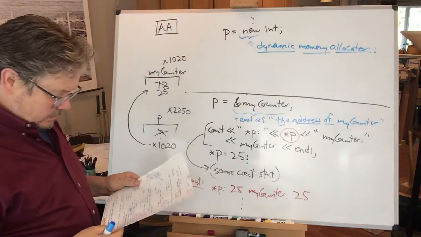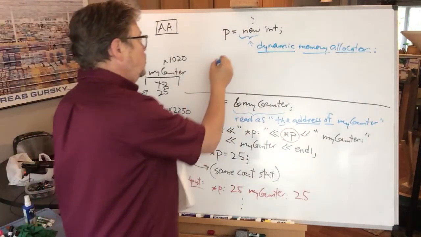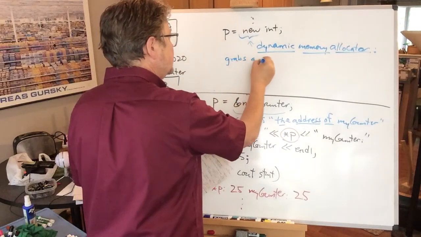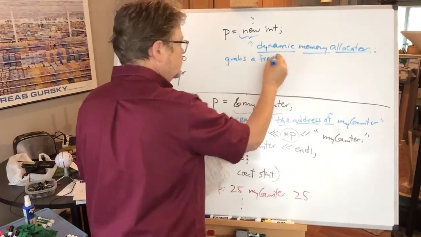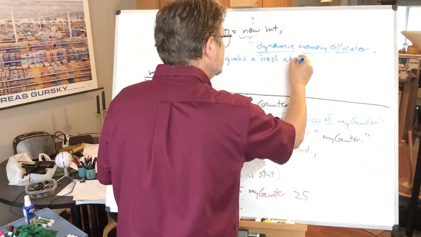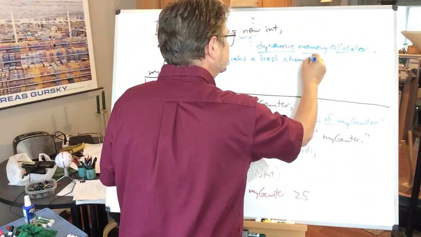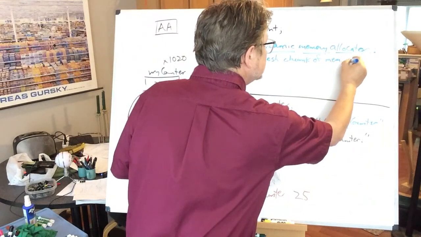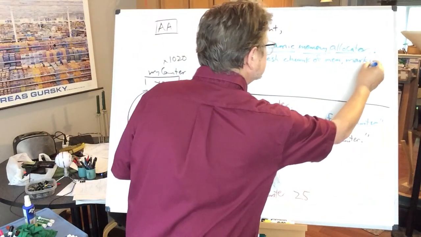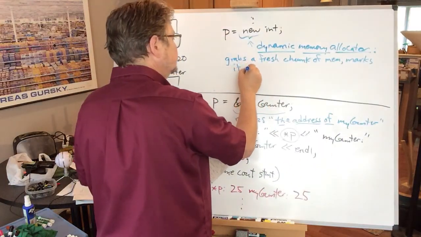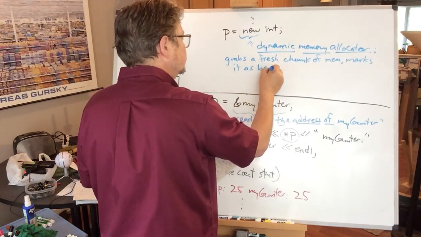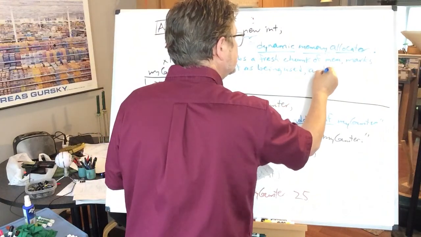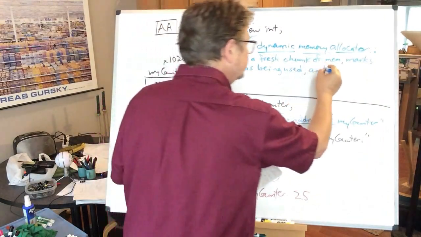What does a dynamic memory allocator do? Grabs, good computer word, grabs a fresh, this is very loosely stated, grabs a fresh chunk of memory, marks it as being used and returns its address. See me describing it like a function?